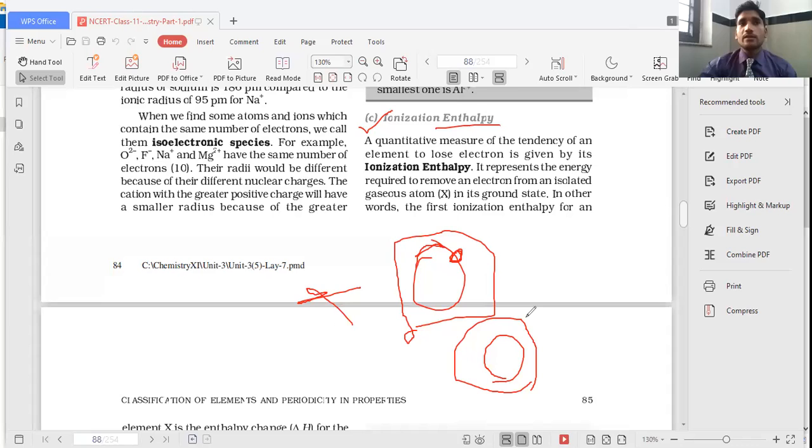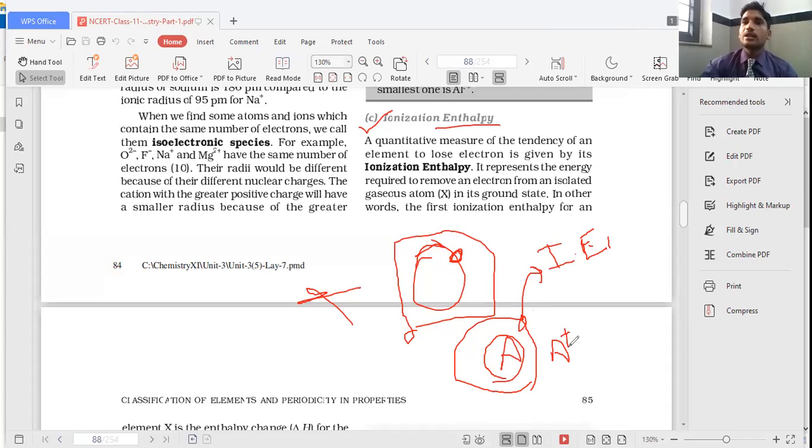Then the first electron which you can remove will be the outermost electron, okay? When you remove the first electron, the amount of energy required to remove the first electron will be known as IE1, that is first ionization enthalpy. All right. Now, as soon as one electron is removed, this particular atom A will be converted into A plus.